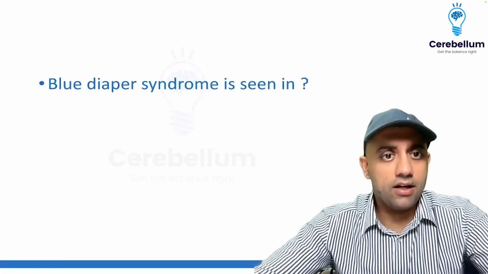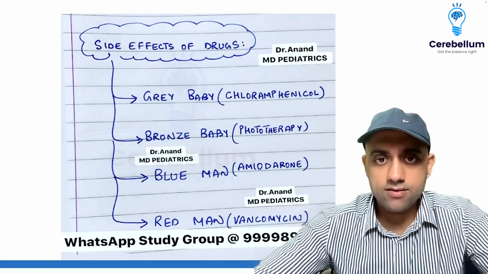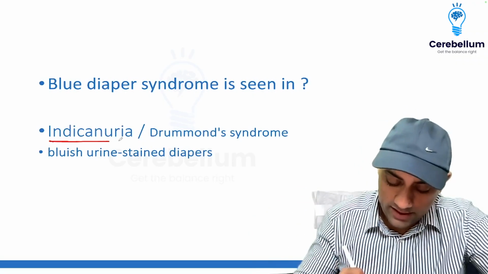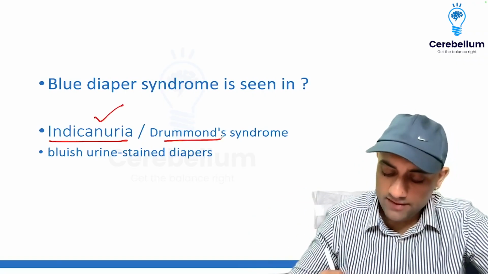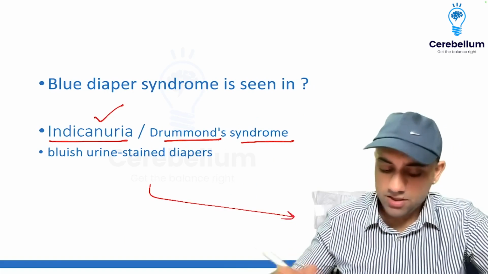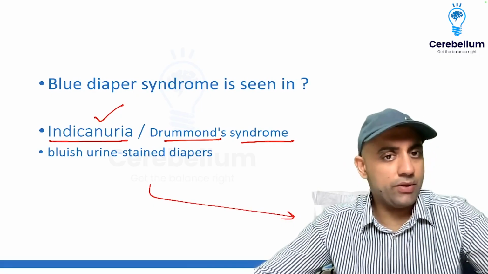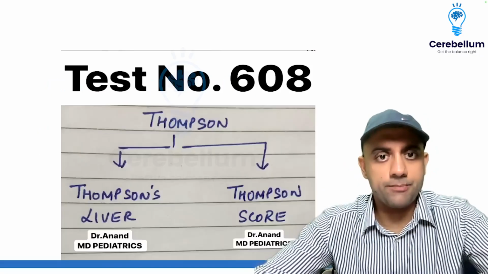Okay. Then blue diaper. Blue baby was amiodarone. Blue diaper is seen in indicanuria. There is a condition known as indicanuria, Drummond syndrome, where the patient will have a bluish urine-stained diaper. So indicanuria or Drummond's syndrome, remember that.